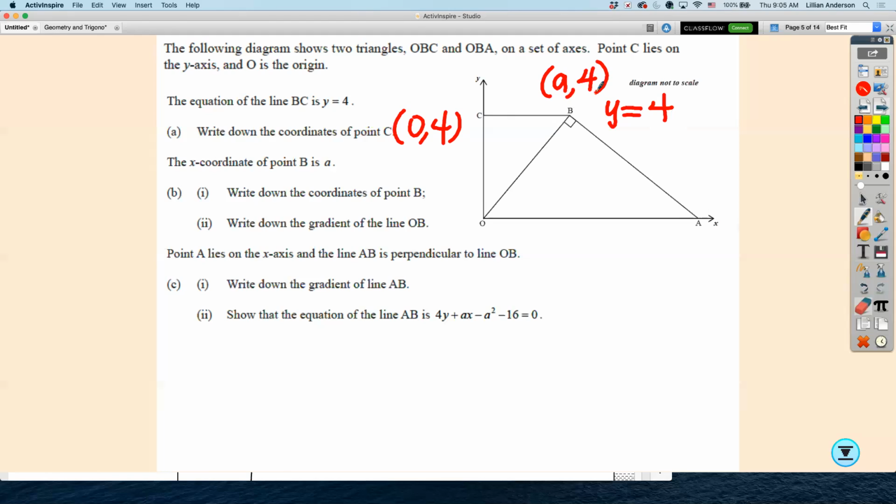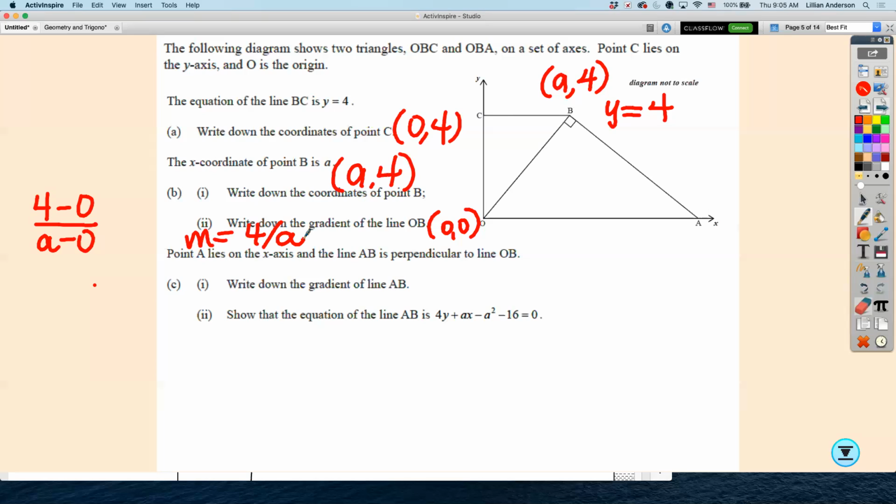Oh, I didn't even look at part B. It asks us to write down the coordinate of B. It is A, comma, 4. And if that's the case, you have to write down the gradient of line OB. O has coordinates what? 0, 0. And B, even though the x coordinate is a variable, you can still find the gradient. Just use the formula, okay? y2 minus y1 over x2 minus x1. So what will be the gradient of OB? 4 over A. It's an expression. It is an expression, all right?